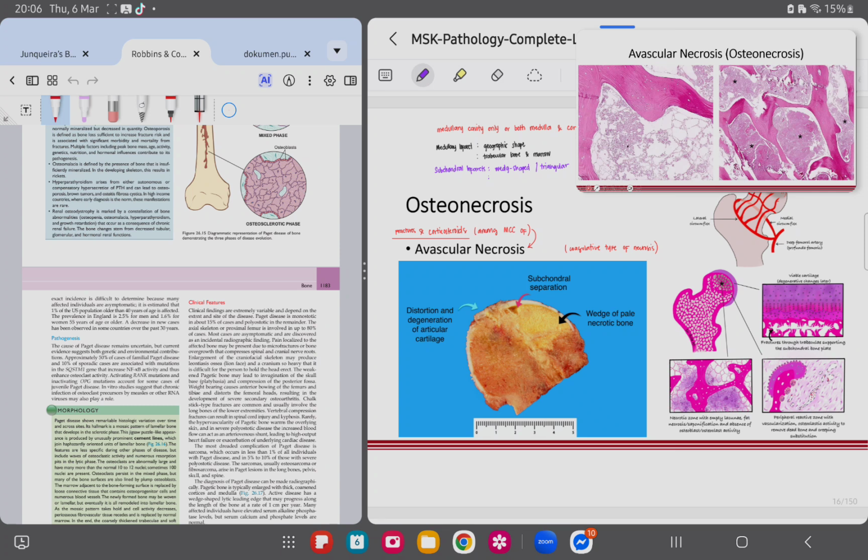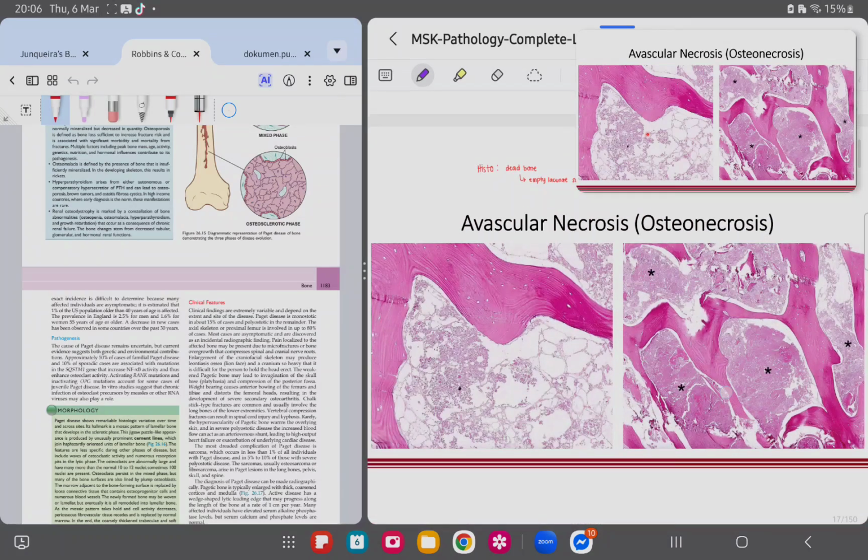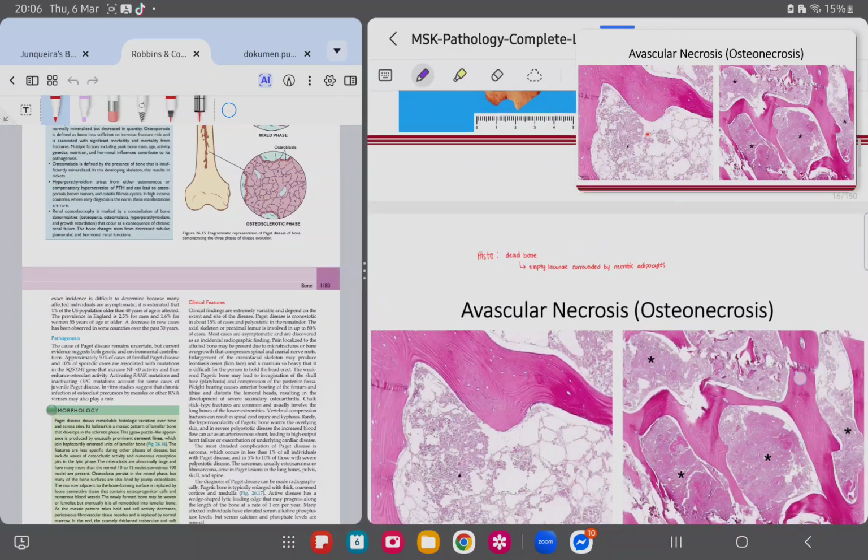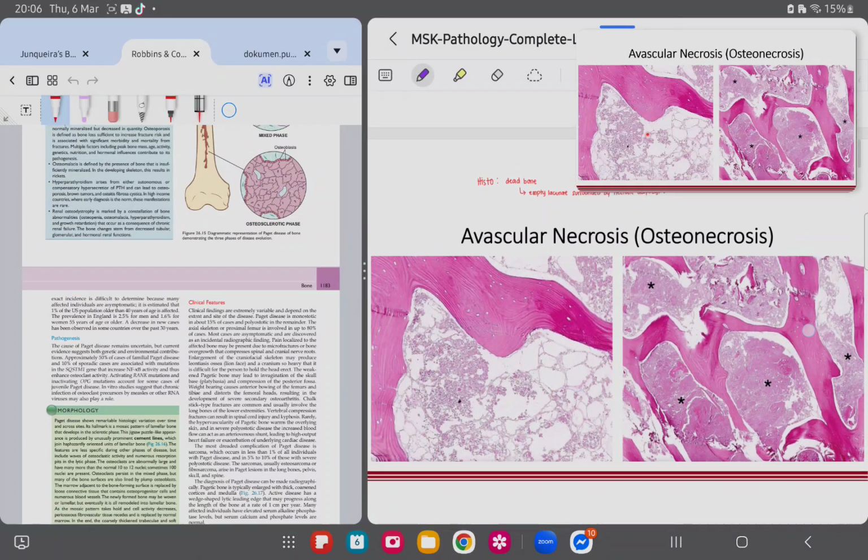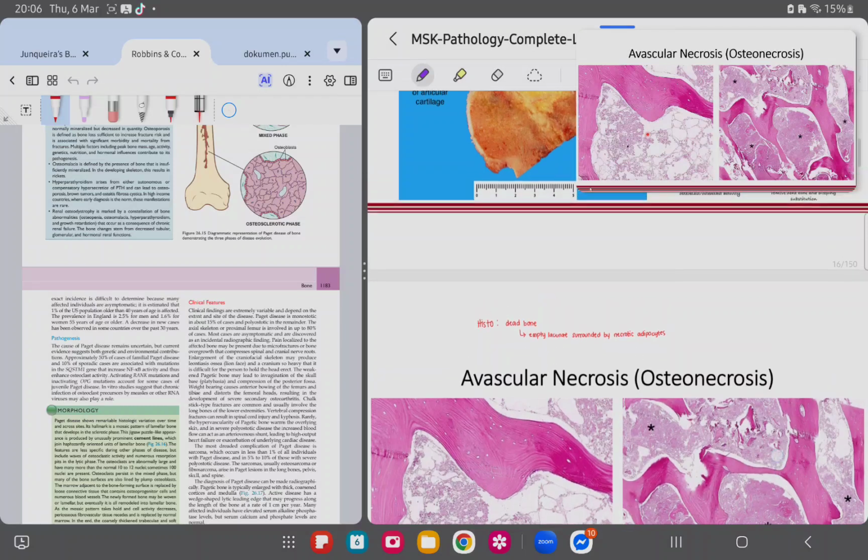So then you know that this is your dead bone because there are no osteocytes within the lacunae. So it's very distinct here. At the same time, your normally purplish marrow under the microscopic slide appears to be pink. There is coagulation necrosis in which the cellular outlines are lost. That's why you cannot identify anymore the erythroid and the myeloid precursors.